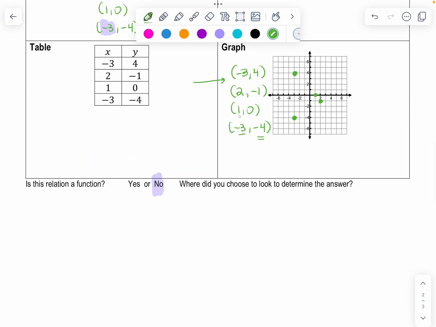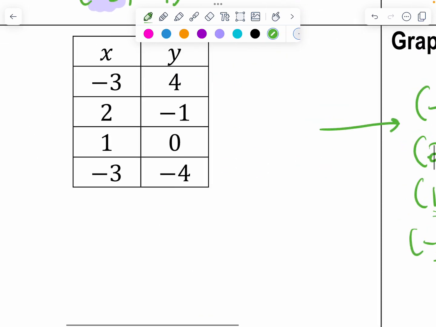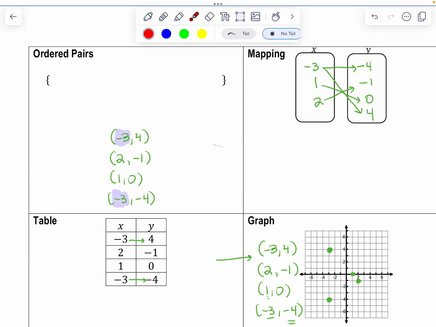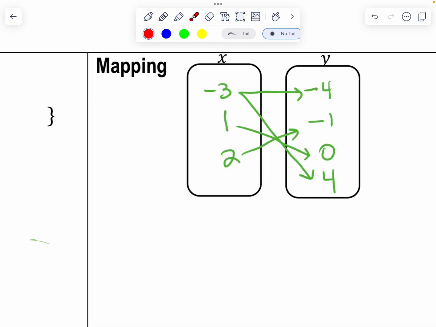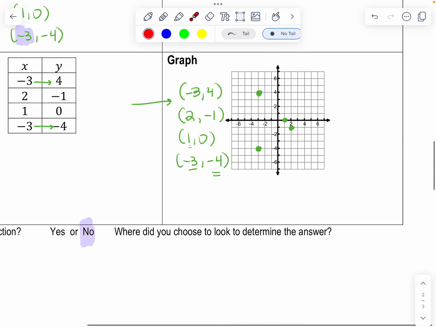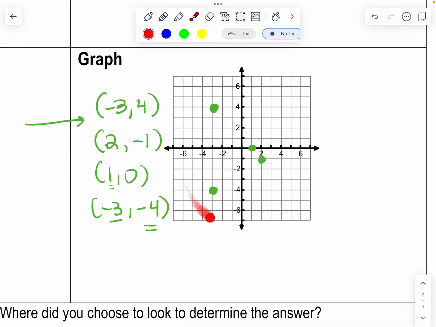All right, so again, it doesn't matter where you look. You can look at the chart. You can see the same input giving you 2 different outputs. You can look at the ordered pairs, same input giving you 2 different outputs. You can look at the mapping and see the same input giving you 2 different outputs. The best question is, how do you look at a graph and really quickly tell that this is not a function? So this is an example where it's not a function.